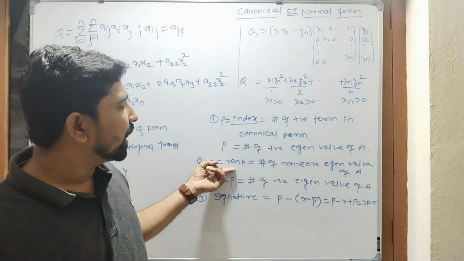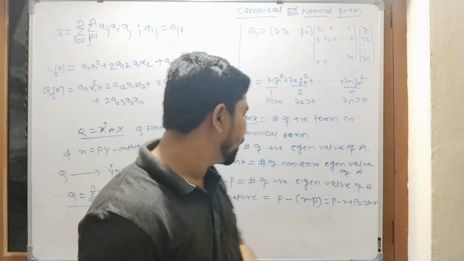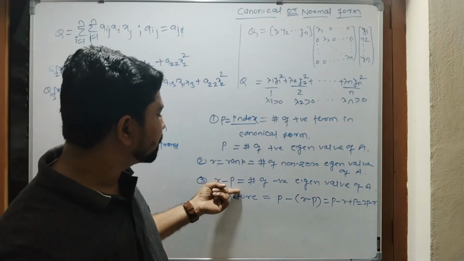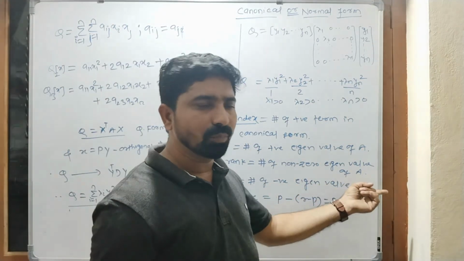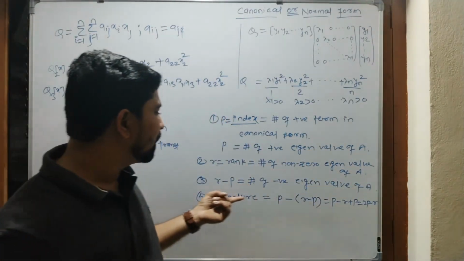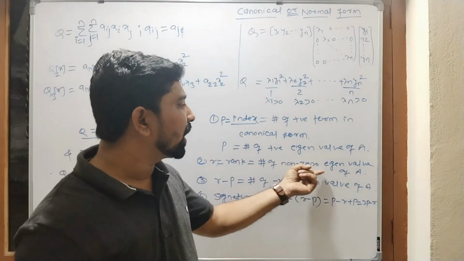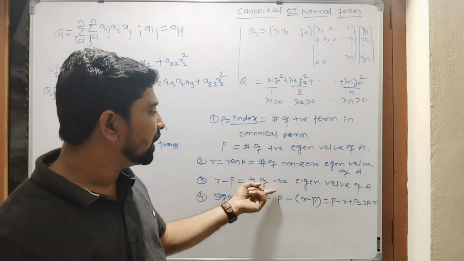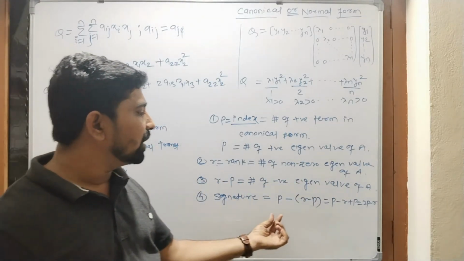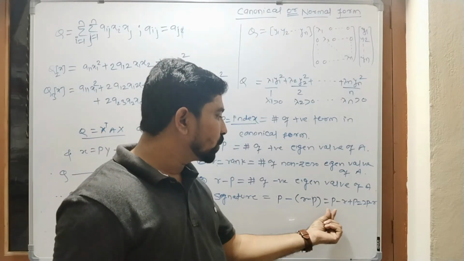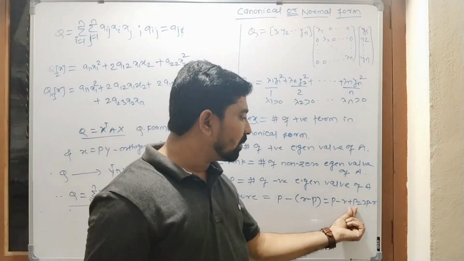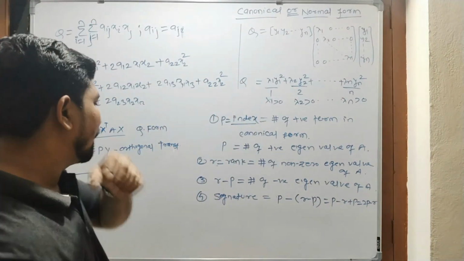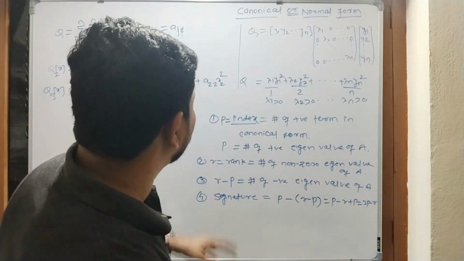The rank of the quadratic form is the number of non-zero eigenvalues of A, and r minus p is the number of negative eigenvalues of A. Here p is the number of positive eigenvalues and r is the collection of all non-zero eigenvalues, positive as well as negative. Signature is the difference between positive and negative: p minus (r minus p), that is 2p minus r.